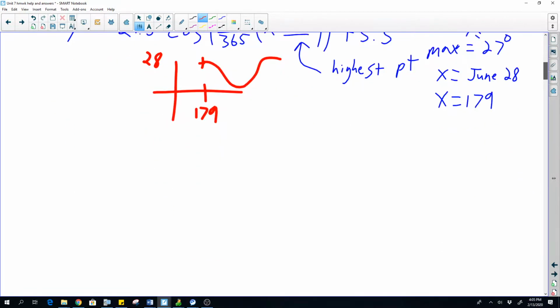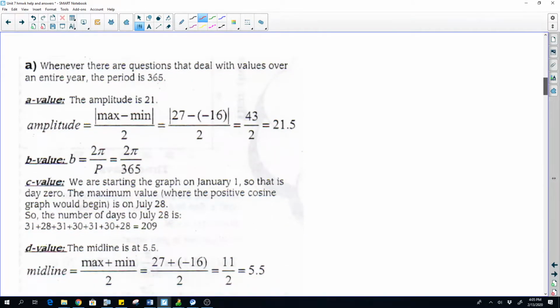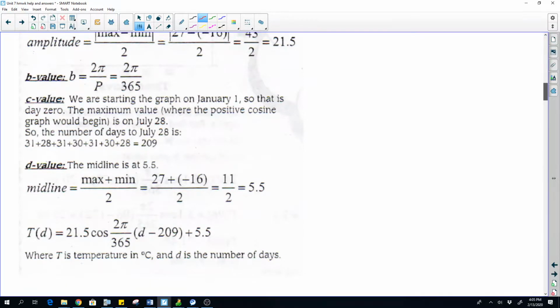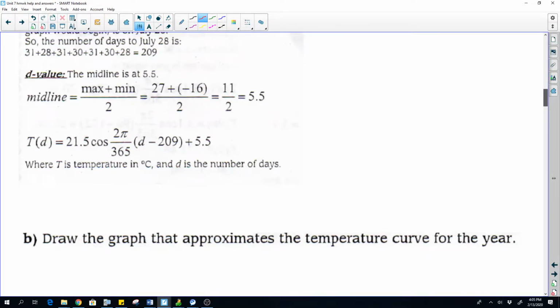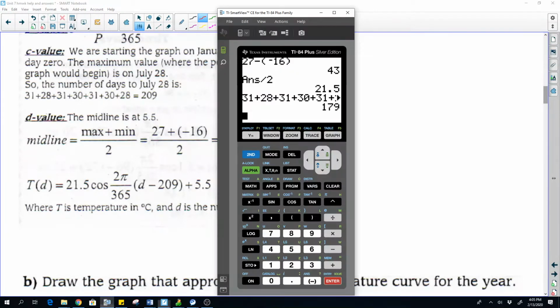So we'll double check our answer because you have that. Do you see it on your guided notes, all the answers there? So that's how we found 21.5, our period 2 pi over 365, then 5.5 for the midline. 209, oh, did I make a mistake again, doggone it. So let's double check there. So 209 comes from, let's double check our calculations. So 31 plus 28 plus 31 plus 30 plus 31 plus, let's see, 30 again. January, February, March, April, May, June, July.